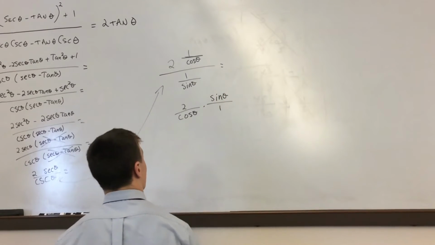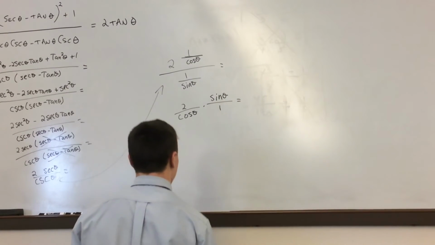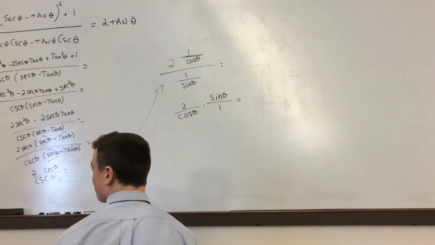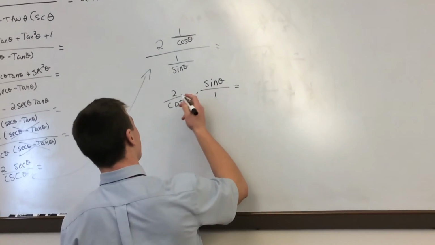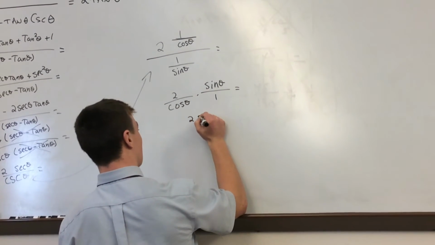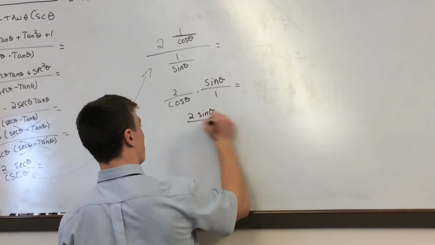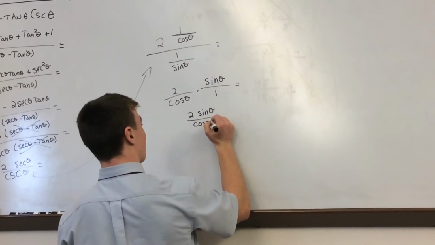So that's over 1. Some people like to put the over 1 because it makes them feel good. A lot of kids do that. Multiply it, so it's 2 sine theta over cosine theta.